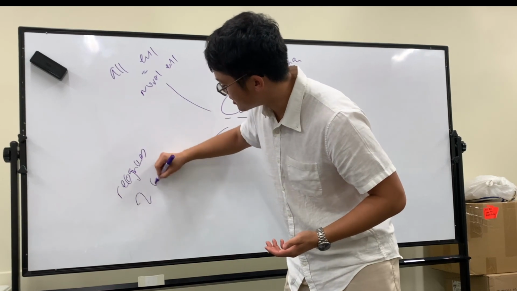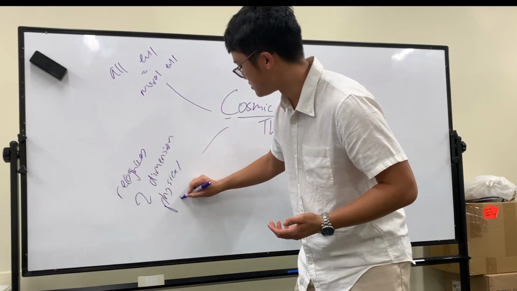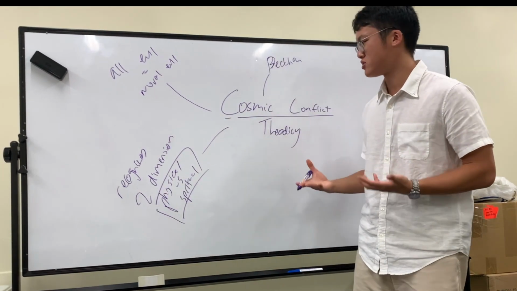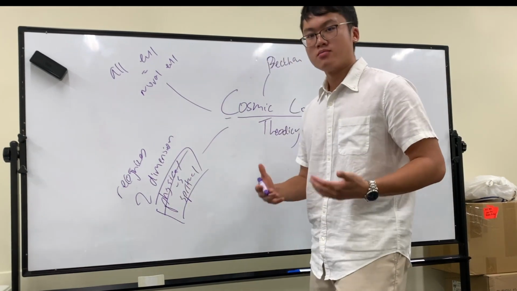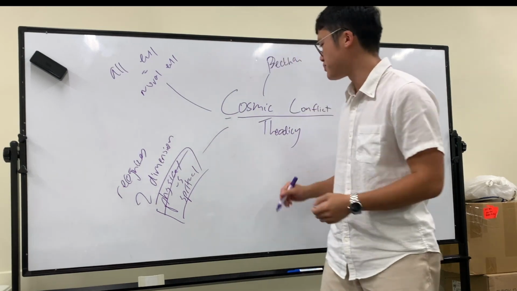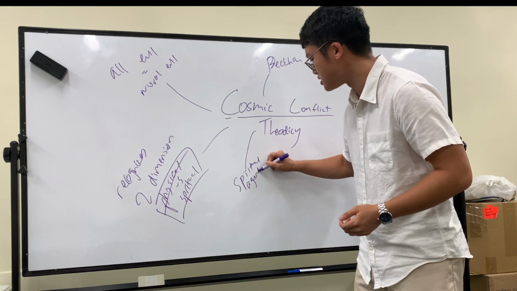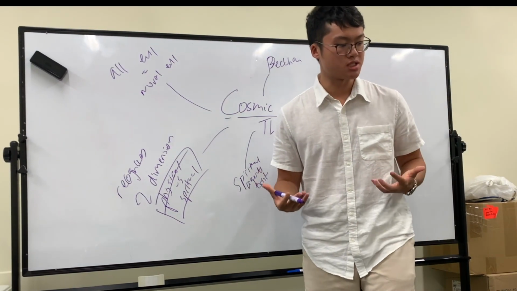In the same way, cosmic conflict theology recognizes two dimensions in the world, the physical and the spiritual. These two dimensions are a very important part of cosmic conflict theology, because what it's saying is, not only does the physical exist, and moral agents exist like humans, spiritual agents also exist alongside humans. Now, why might this affect our understanding of theodicy?